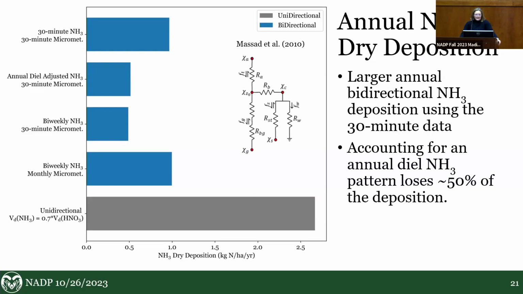But now as we dig into these bidirectional models, first with that highest time resolution data, which we think should be capturing both the deposition and emission the best, we see that it's much larger than the annual diel adjustment. We lose about 50% of the deposition when we go to an annual diel, even paired with a high time resolution micrometeorological data set. And between the biweekly ammonia and the annual diel adjustment, we see a pretty negligible change. This was quite surprising to me. I thought that the annual diel adjustment would sort of bias more towards that high time resolution data set.